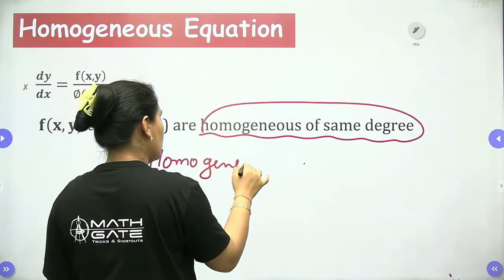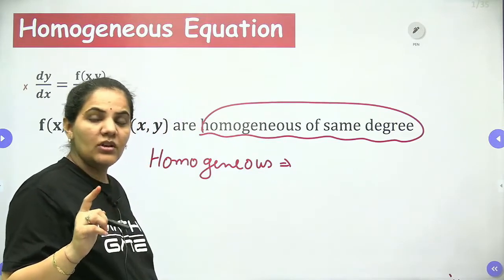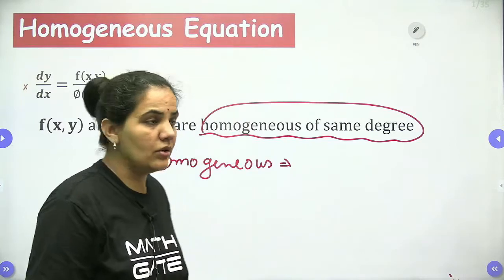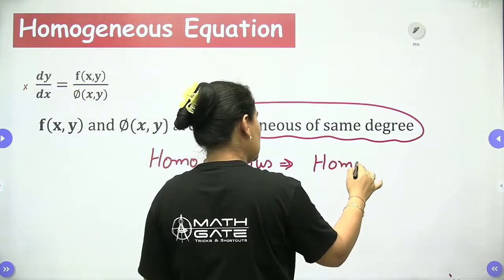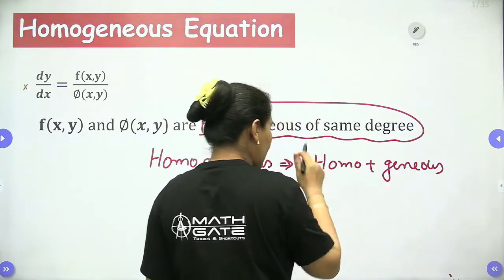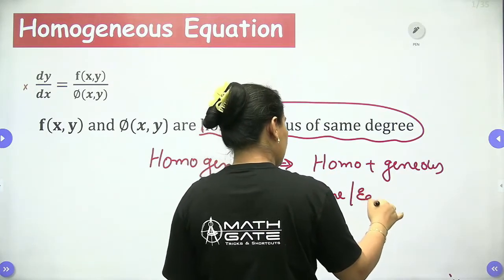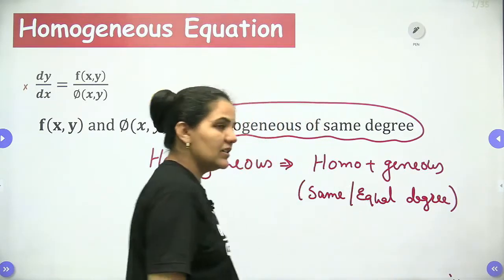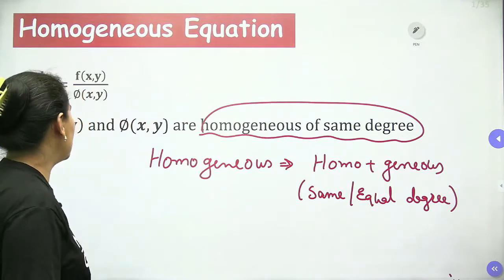The meaning of the word homogeneous, as we already discussed in calculus, when we discussed Euler's theorem, that time we discussed homogeneous also. So homogeneous is nothing but homo plus geneous. It means an equation having the same degree, right? Homo means equal or same, equal degree or equal power. So an equation having the same degree or the same power is called a homogeneous equation, right?